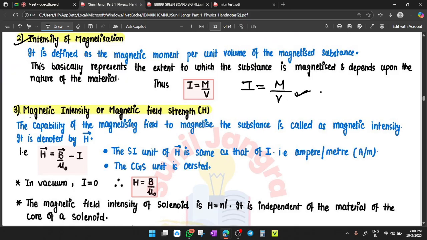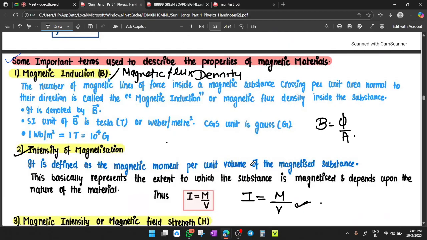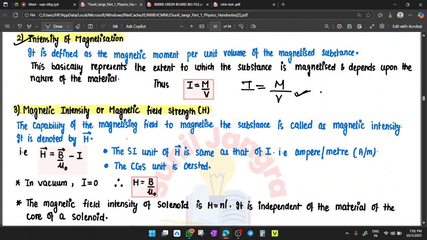Then magnetic intensity or magnetic field strength. Now you may be confused, because magnetic induction is termed B, and here is magnetic intensity. This is a very confusing term. It is also called magnetic field strength, but I suggest you don't use that term, it will confuse you. Only use magnetic intensity, which is denoted by H.